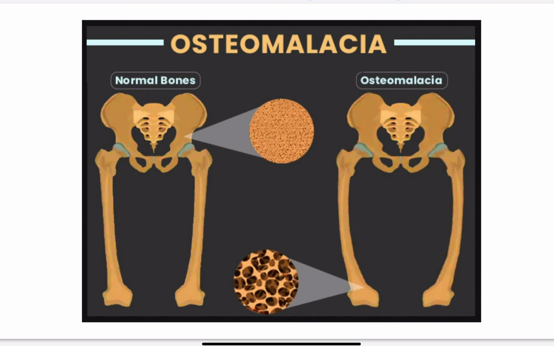In the case of normal healthy bone, here we can see the bone marrow is compacted, the trabeculae are well differentiated, and there are different types of matrix present. But in the case of osteomalacia, here we can see the trabeculae are thinning, there are big holes, and the calcium phosphate content is less.